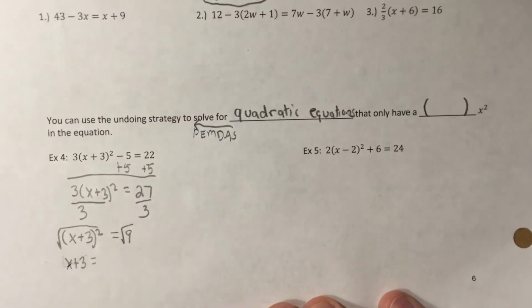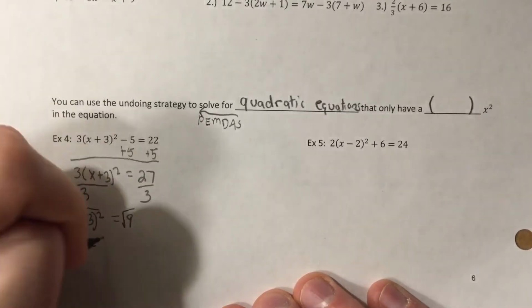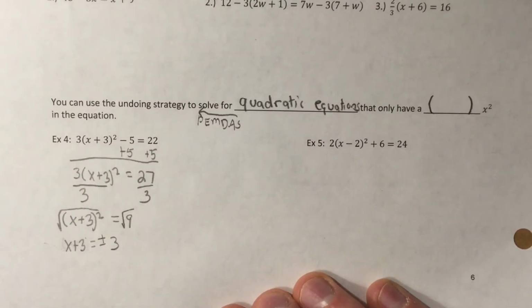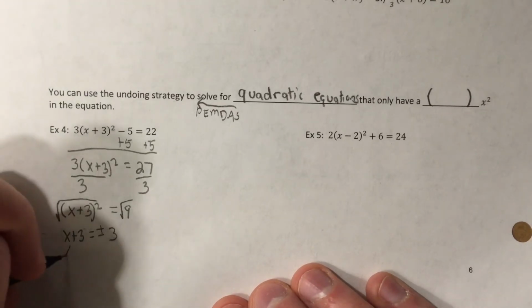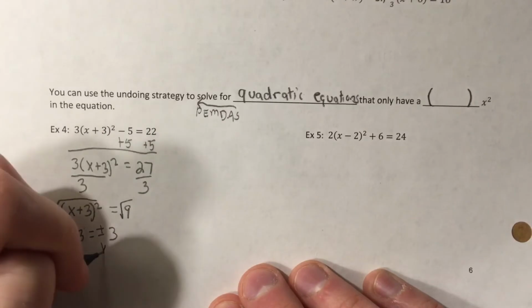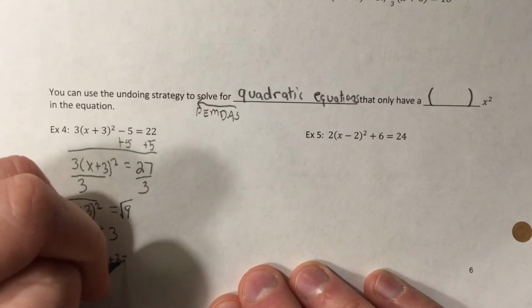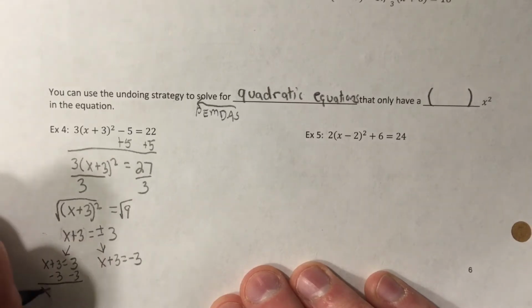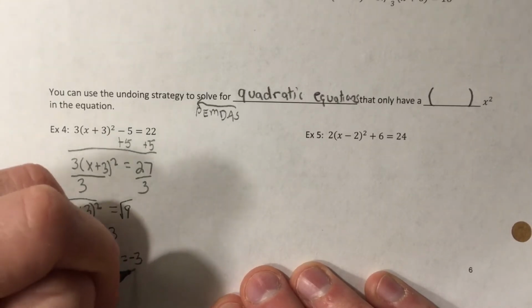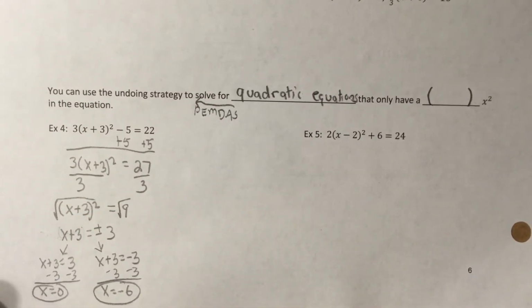Equals. Now, since I wrote the square root to solve, this is saying what times itself is 9. This is where you must have the plus or minus, because 3 times 3 is 9, and negative 3 times negative 3 is 9. Whenever you write the square root, that's when you need plus or minus. So now I'm going to have 2 equations: x plus 3 equals positive 3, and x plus 3 equals negative 3. The biggest mistake is people don't put the 2 answers. We subtract 3, so we get x equals 0. Subtract 3, x equals negative 6. Pretty straightforward, and that makes it much easier than some other solving strategies.